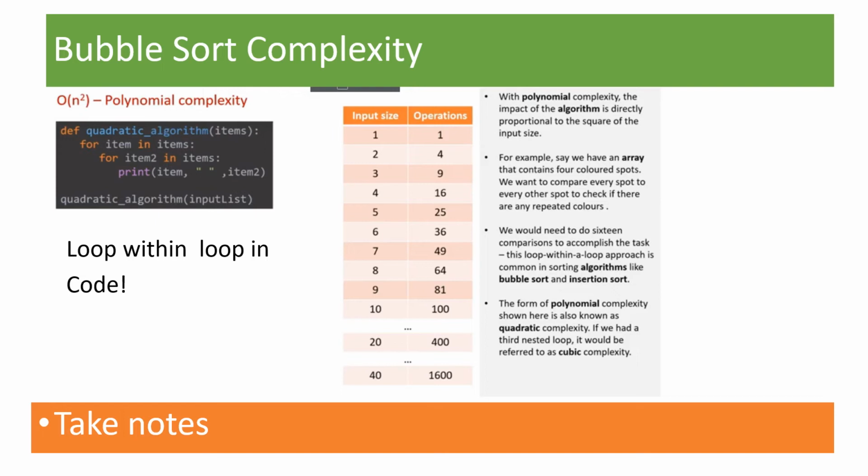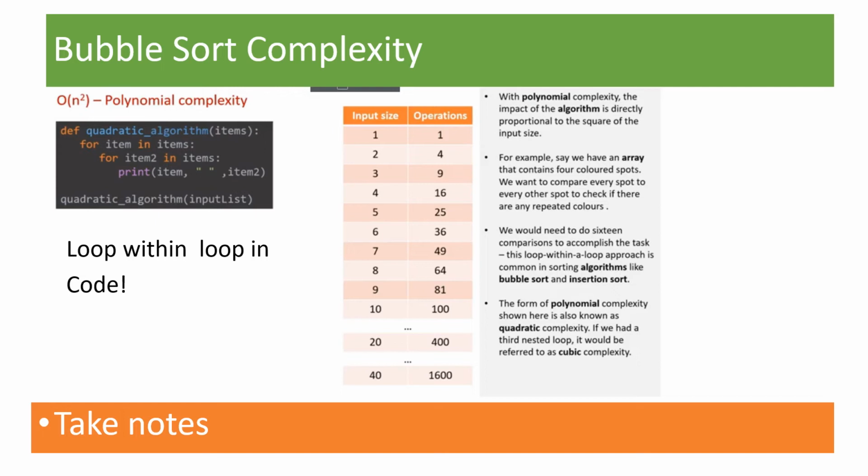An example of polynomial complexity is a bubble sort, and you can see some pseudocode for this on the left hand side of the screen. Remember, with a bubble sort it compares every item to every other item. So for this to work we need 2 for loops, each of them nested inside the other loop. So with polynomial complexity, the impact of the algorithm is directly proportional to the square of the input size. You need to make sure you make notes on this complexity.